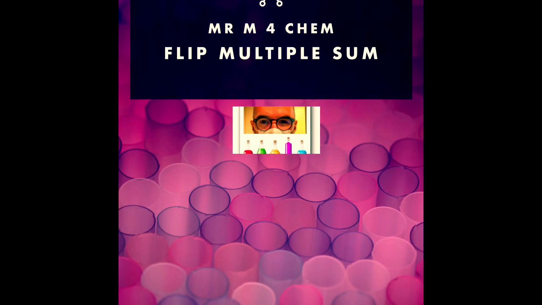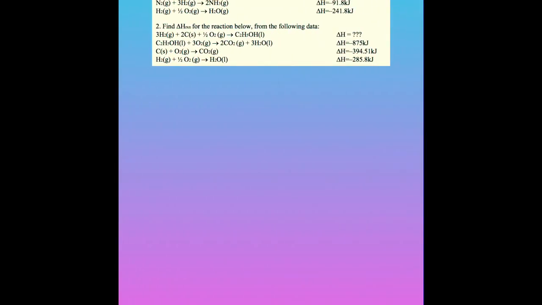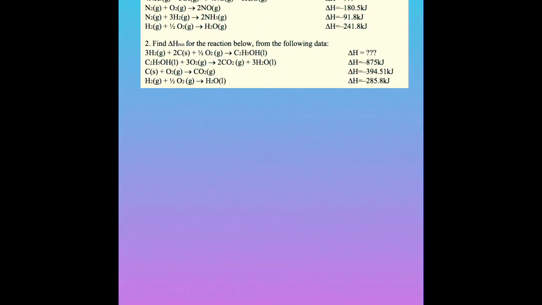The final method that we can use in standard level is this. And flip multiple sum is the best words I could use to describe it. Let's have a look. Okay, we're given an equation at the top where there's ammonia with oxygen. Let's write it out. 4NH3, 5O2 goes to 4NO plus 6H2O. We're then given 1, 2, 3 equations which we need to use to solve for X.